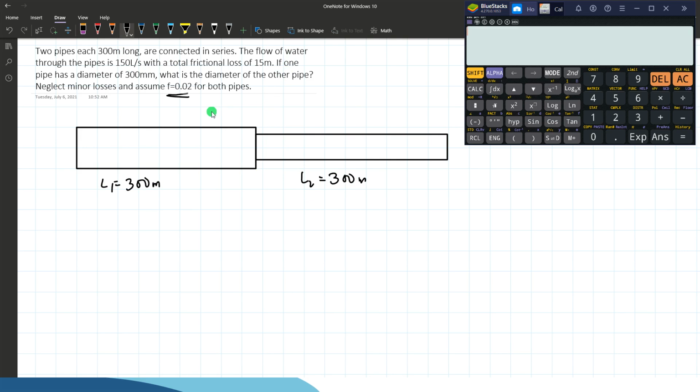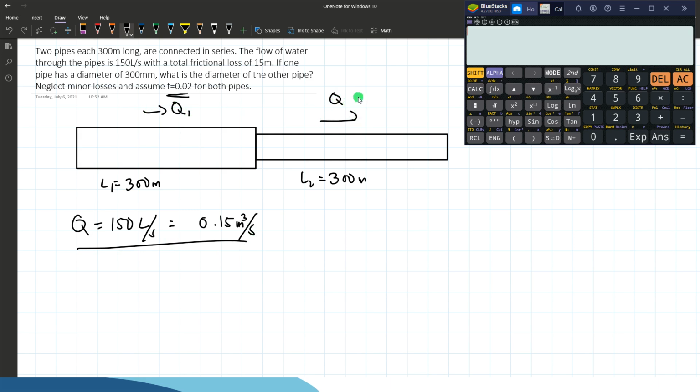Okay, the flow of water through the pipes is 150 liters per second, or in cubic meters, 0.15 cubic meters per second. So that's your discharge. Since they are connected in series, the discharge in pipe 1 and pipe 2 are just the same.